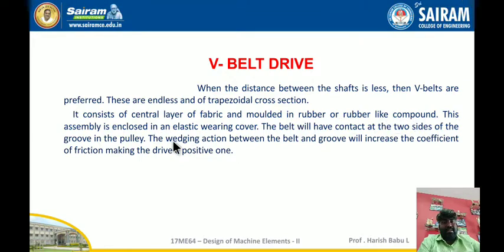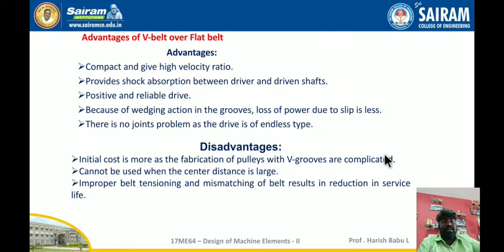This assembly is enclosed in an elastic wearing cover, and the belt will have contact at the two sides of the groove in the pulley. The wedging action between the belt and the groove will increase the coefficient of friction, making the drive a positive one. So what are the advantages you are going to get over the flat belt?